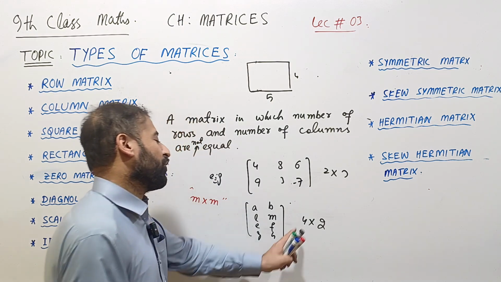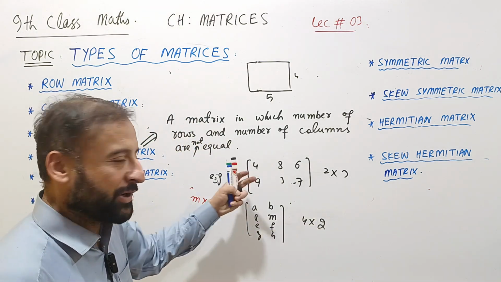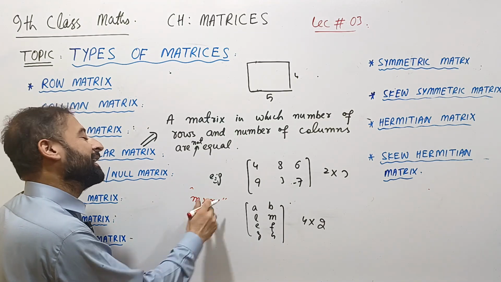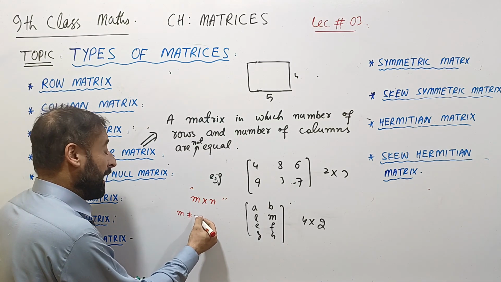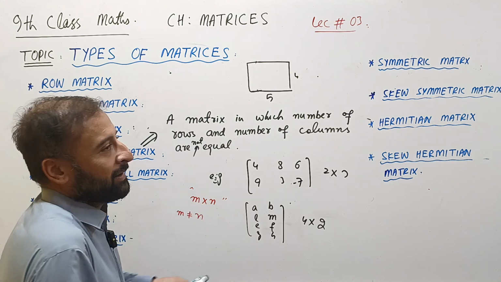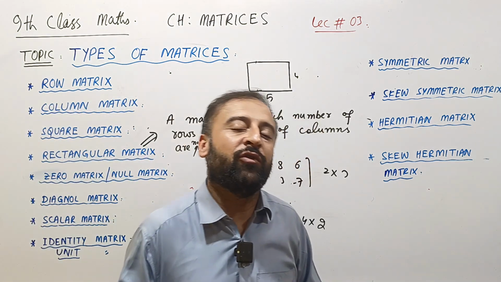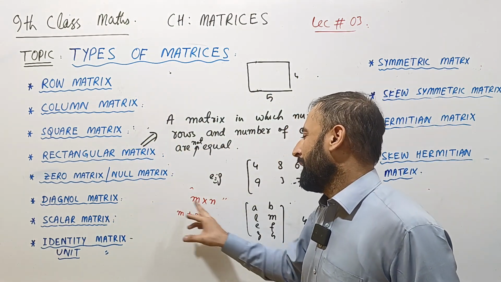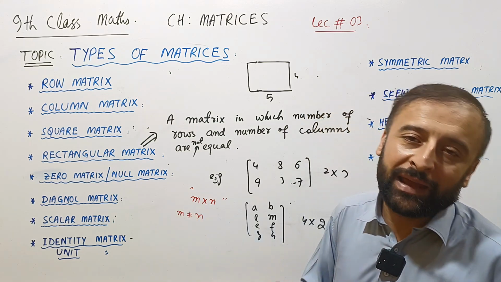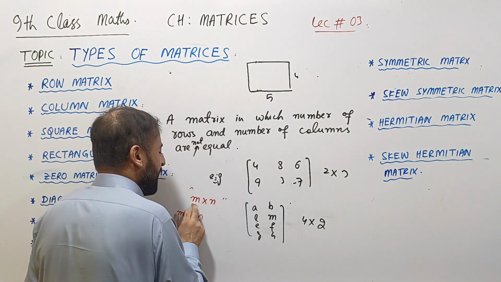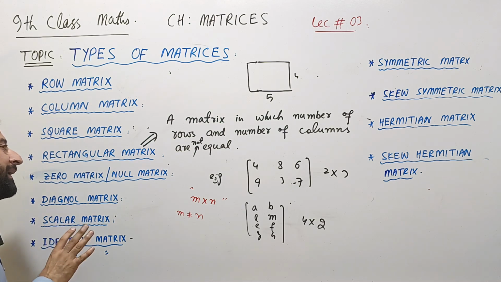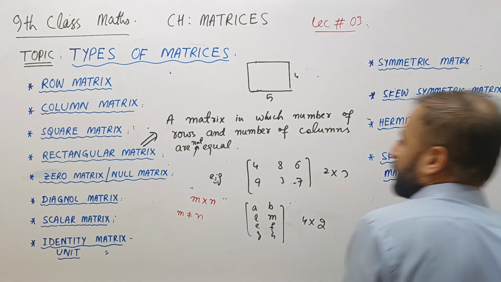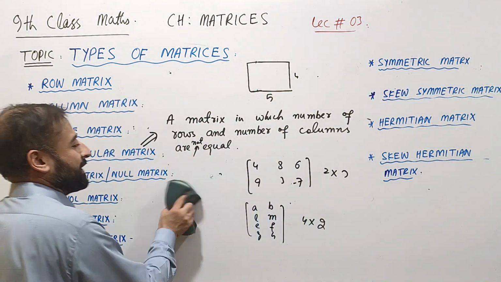Whatever the size, if number of rows and number of columns are not equal, it is rectangular. It has 4 rows and 2 columns. Generally, we say m by n matrix, and m and n are not equal. If you don't mention m and n, still it is understood that they are different numbers. Otherwise, we would have used m by m matrix. But it's better that you mention that they are not equal. So a matrix in which number of rows and number of columns are not equal is called rectangular matrix. I hope it is clear to you. Next, we will discuss zero matrix.